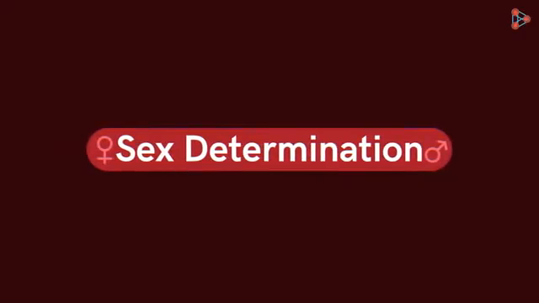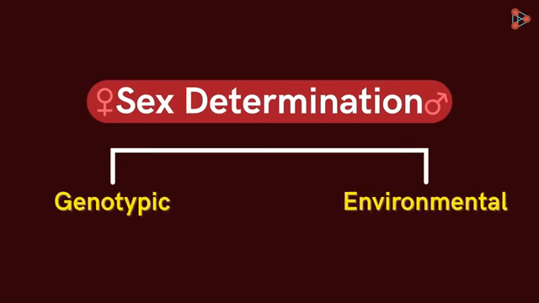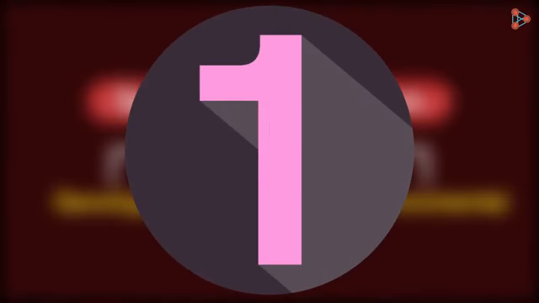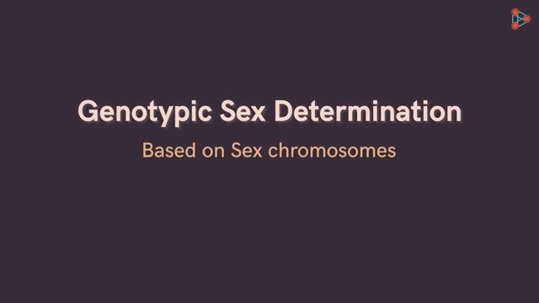Sex determination is carried out in various types. The two major types that we will focus on are the genotypic sex determination and the environmental sex determination. Let's begin with the first type, that is the genotypic method. In this type, the sex of a child is determined by the sex chromosomes.